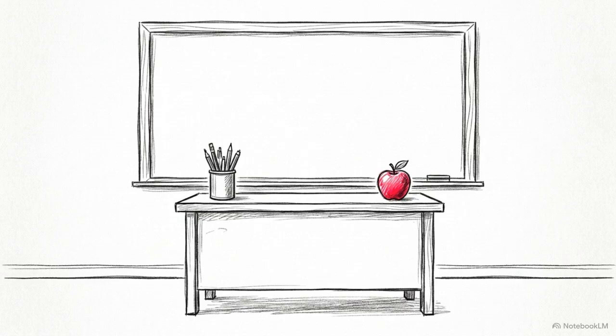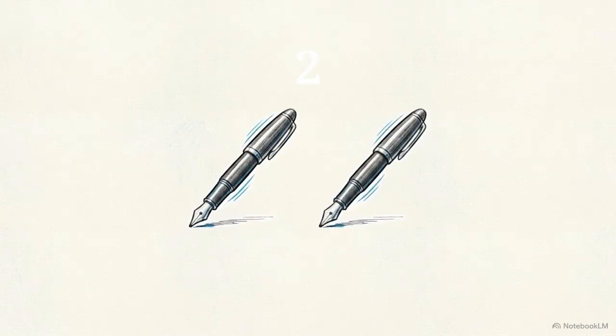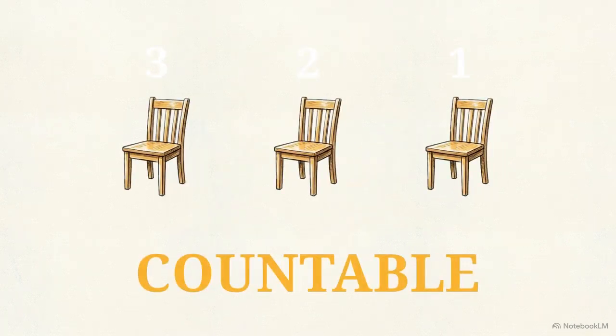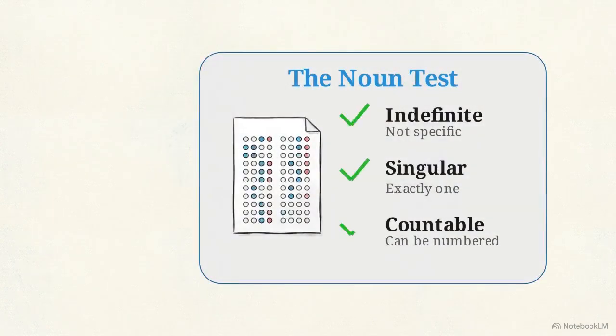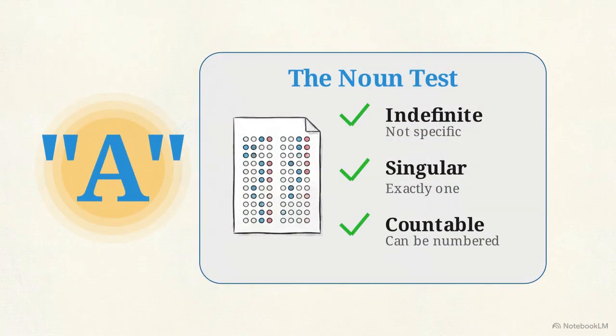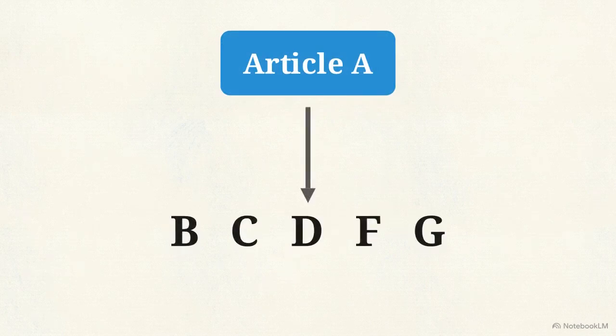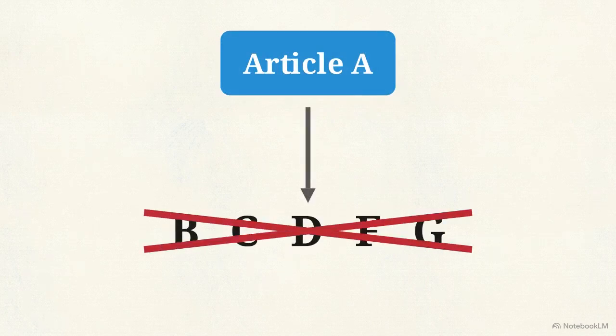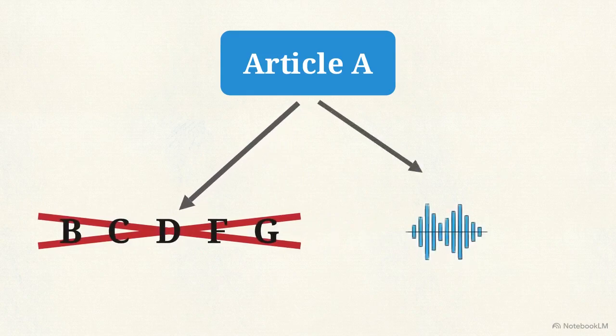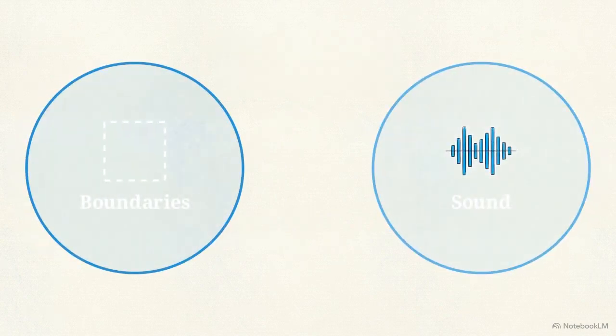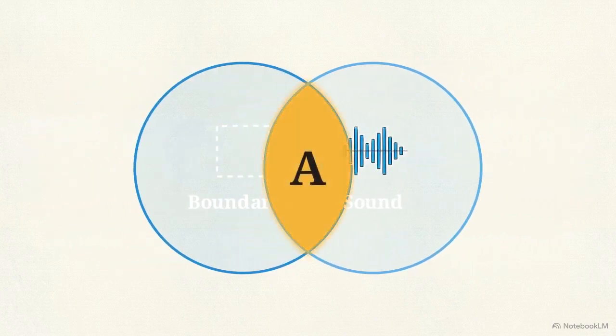Let's clarify what countable means in a classroom context. If you can physically number a noun, 1 pen, 2 pens, 3 chairs, it is countable. If a noun passes this test, article A can be used. Most students are taught to simply put A in front of any word starting with a consonant letter. But relying on the first letter alone is where the errors begin. Mastering article A is actually about identifying the specific boundaries of a noun and the sound it makes when spoken.